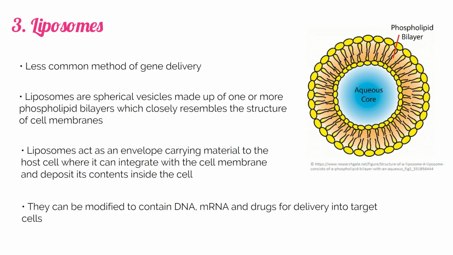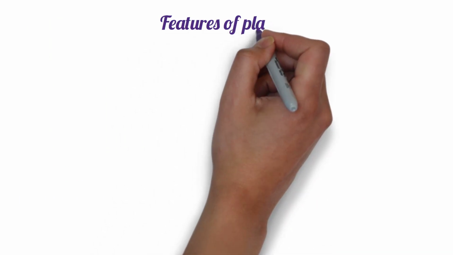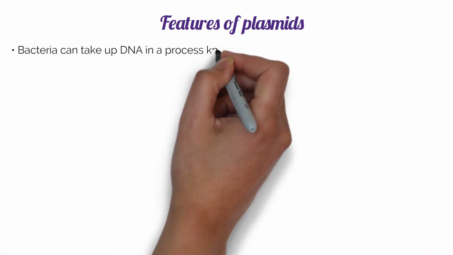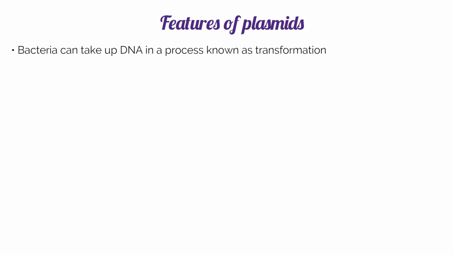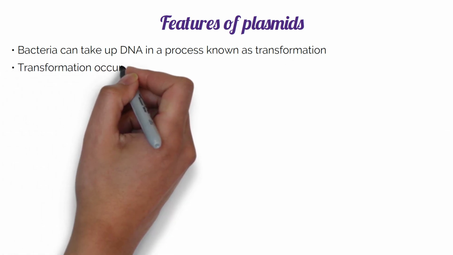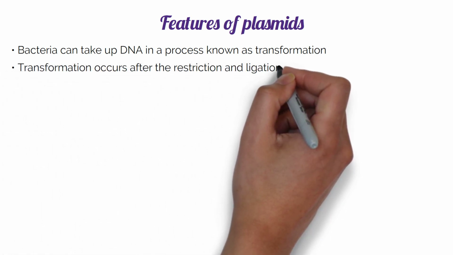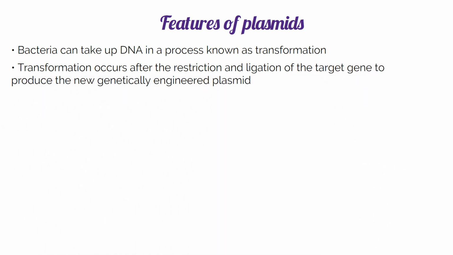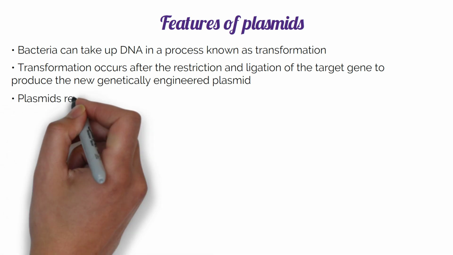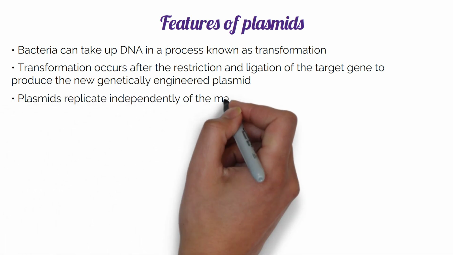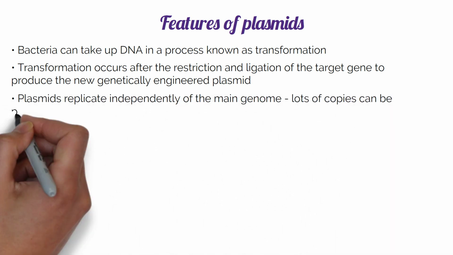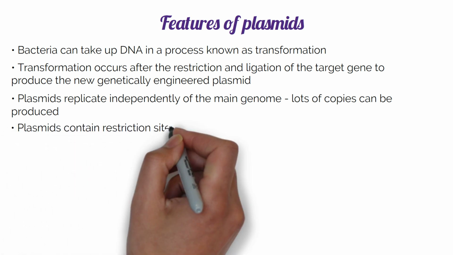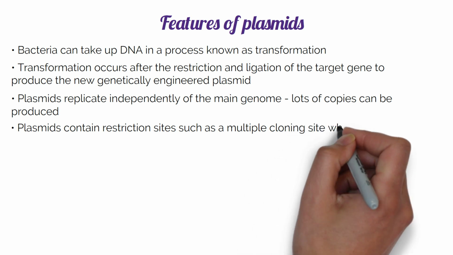We will now focus on the features of plasmids for use in engineering. Bacteria can take up DNA in a process known as transformation. Transformation occurs after the restriction and ligation of target gene to produce the new genetically engineered plasmid. Plasmids replicate independently of the main genome, meaning lots of copies can be produced. Plasmids contain restriction sites such as multiple cloning site where DNA can be inserted into the plasmid.